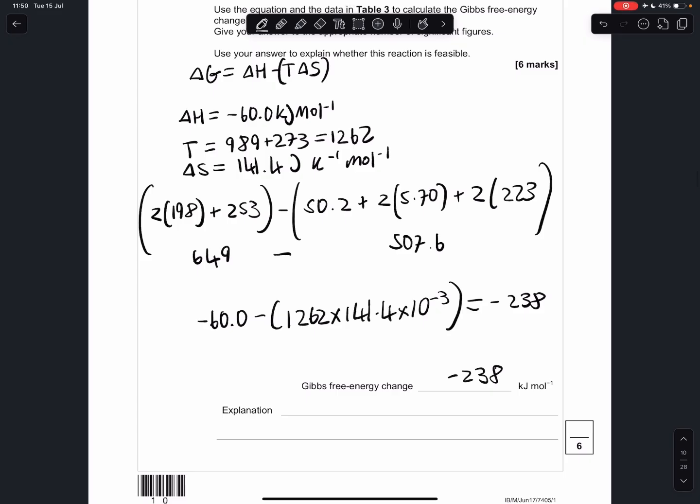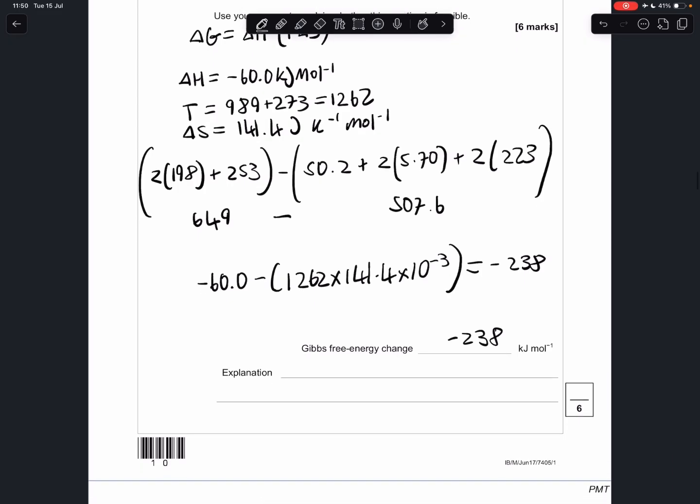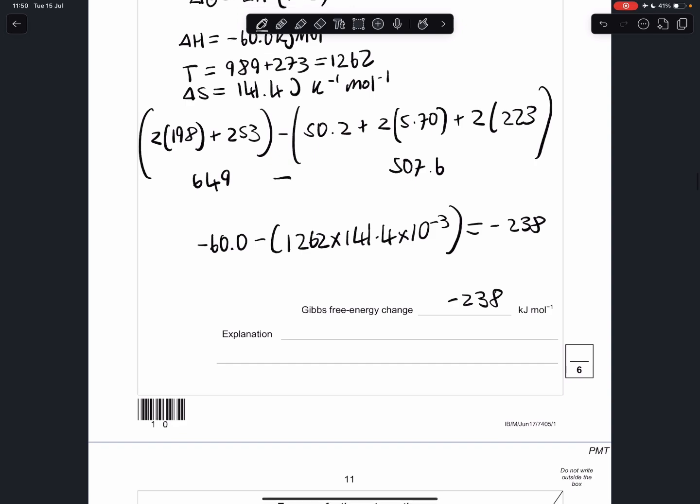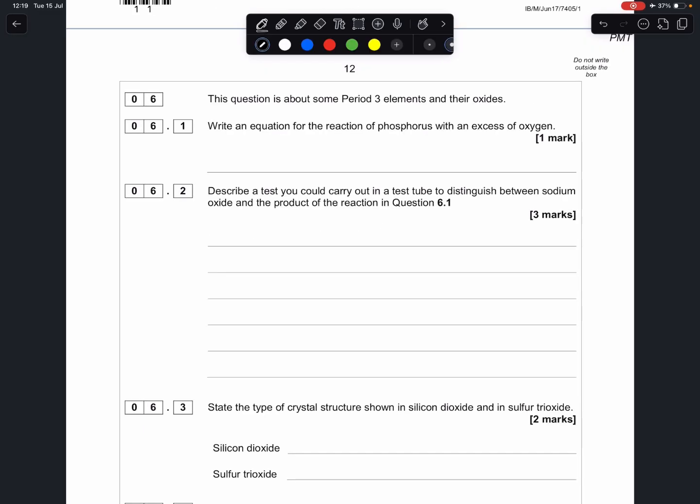So if delta G is less than or equal to 0, the reaction is feasible. So we've got minus 238, that is a negative, so therefore the reaction is feasible. So we say delta G is less than 0, so the reaction is feasible. Or you can say spontaneous.